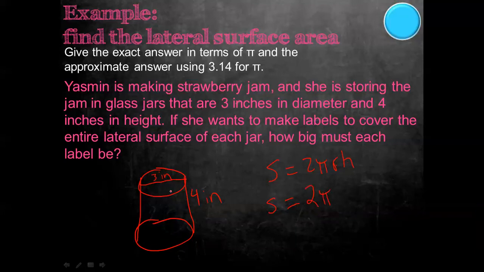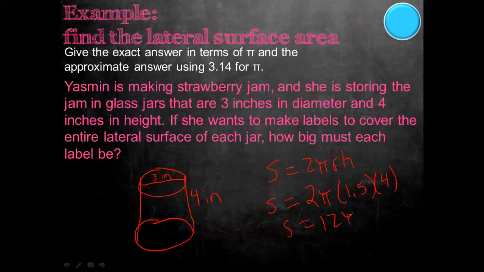Okay, so they do give us the diameter, which is 3. So we want to cut that in half, right? Half of 3 is 1.5. And then we're going to take the height of the jars, which is 4. So now we're just going to multiply this out. First, it wants exact. So we're going to take 4 times 1.5, which is 6. And then we're going to multiply that by 2, which is 12.